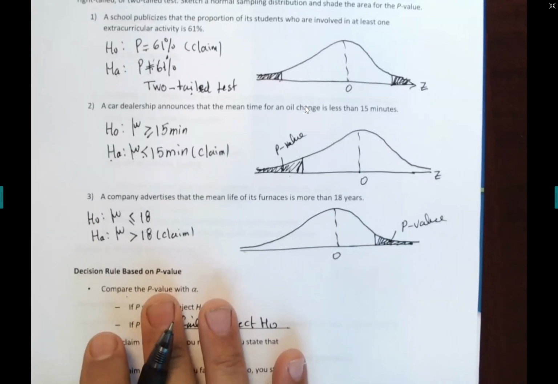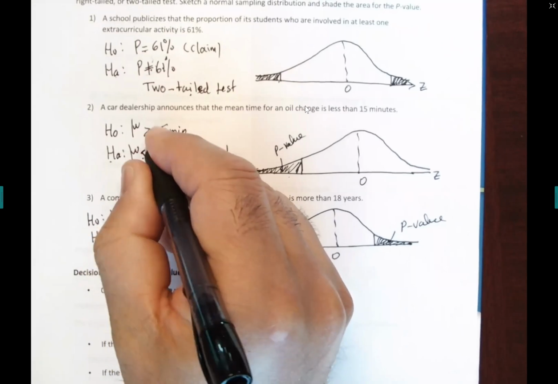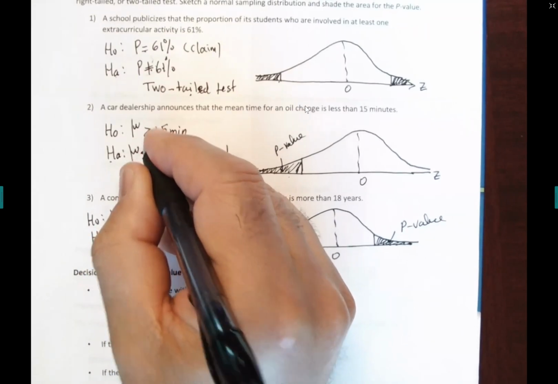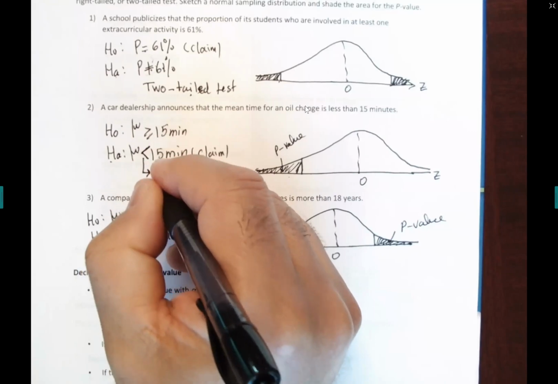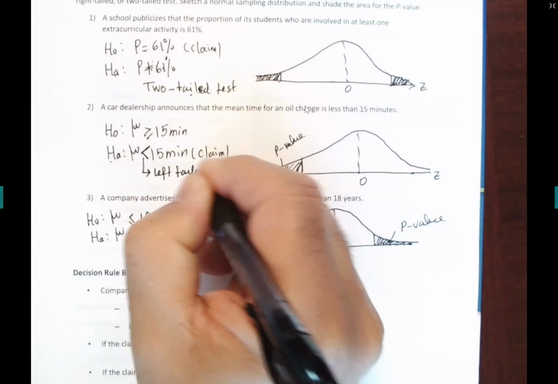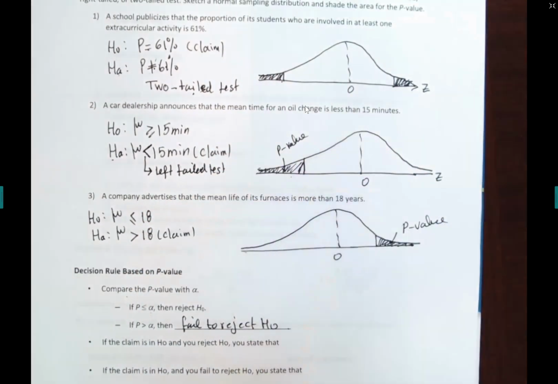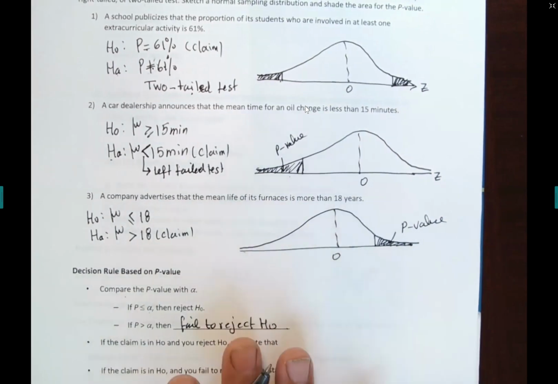Number 2. A car dealership announced that the mean time for an oil change is less than 15 minutes. You see, guys, the less than, it's right here. And then a greater than or equal will be the null hypothesis. And remember, the less than means a left tail test. Your p-value is going to be an area shaded to the left. Even the calculator is going to shade it to the left as well.